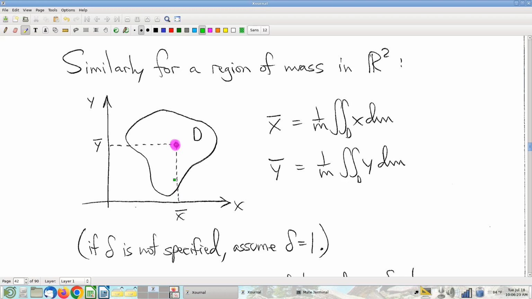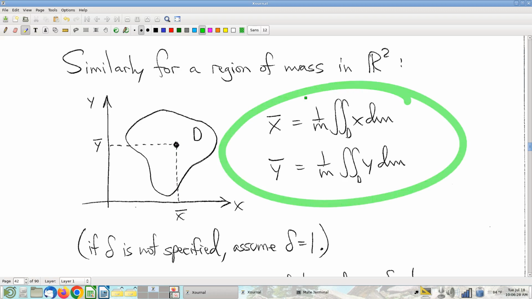So the results of those arguments are right here. So this is called the x coordinate of the centroid, and this is called the y coordinate of the centroid.